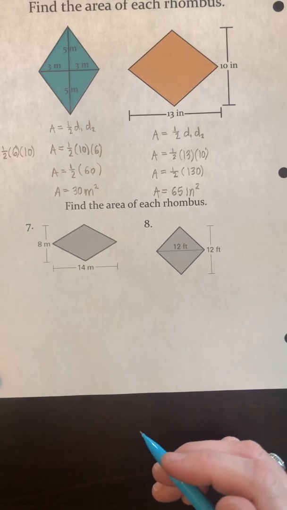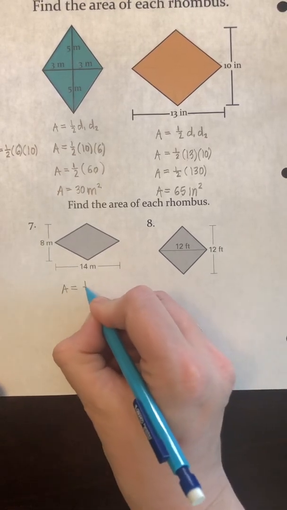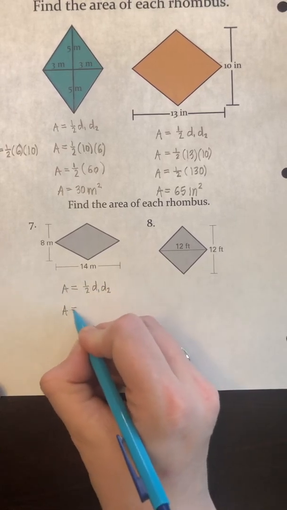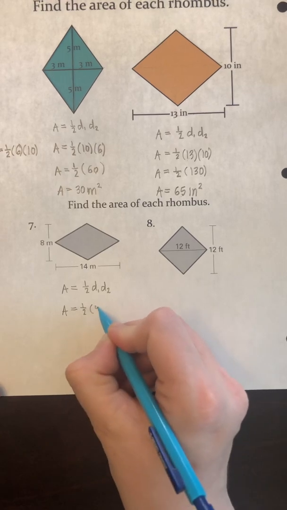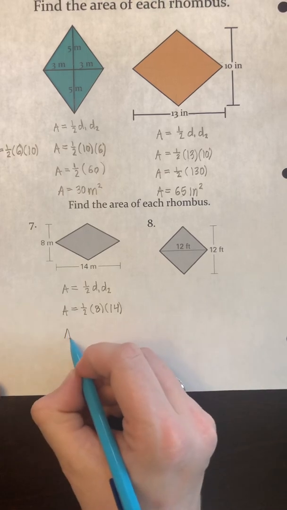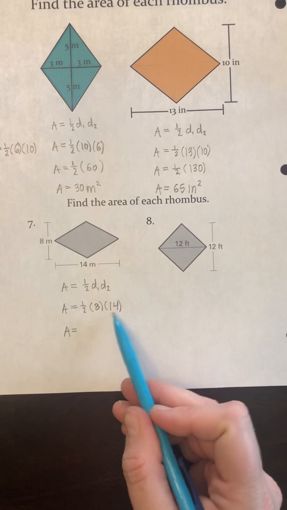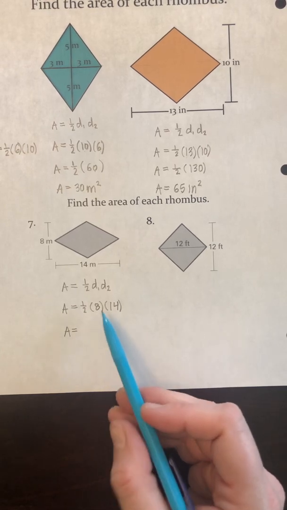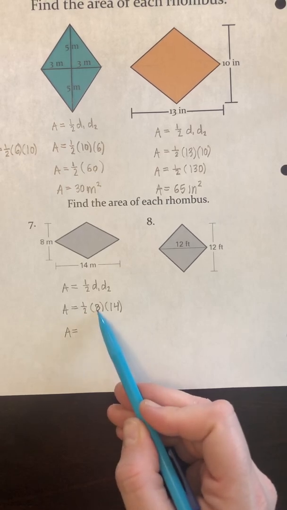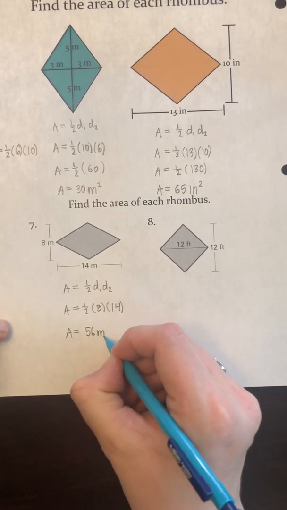Hopefully you have put this on pause and you guys have figured out the last two. So I'm going to go ahead and get started. Area equals 1/2 diagonal 1 times diagonal 2. So my two diagonals in this picture, I have one that's 8. That's the vertical diagonal. I have one that's 14. So off the top of my head, I don't know 14 times 8. I could figure it out probably pretty quickly, but I'm going to do this a different way. I'm going to do 1/2 of 8, which is 4, and then 4 times 14 is 56. So I'm going to choose to do it that way.